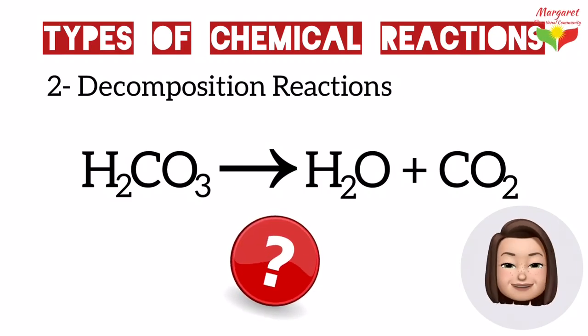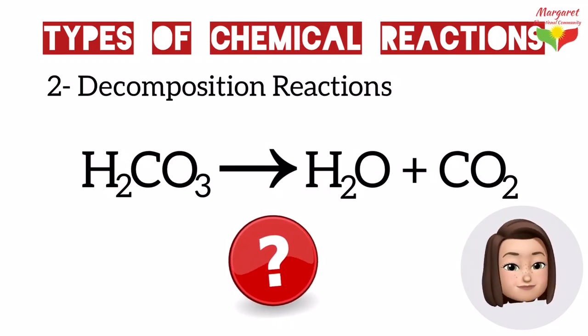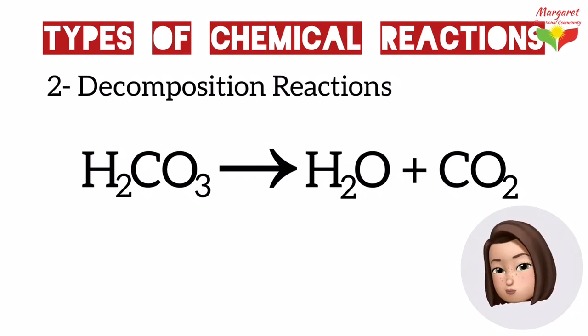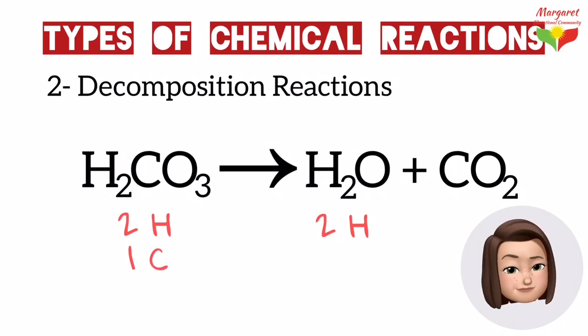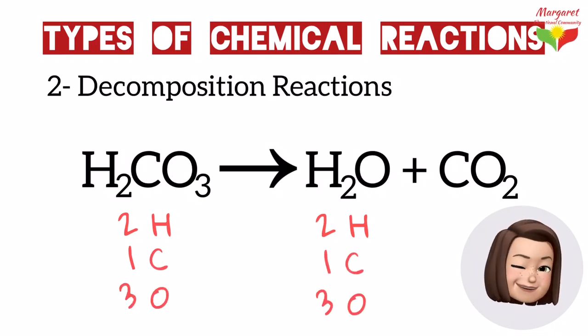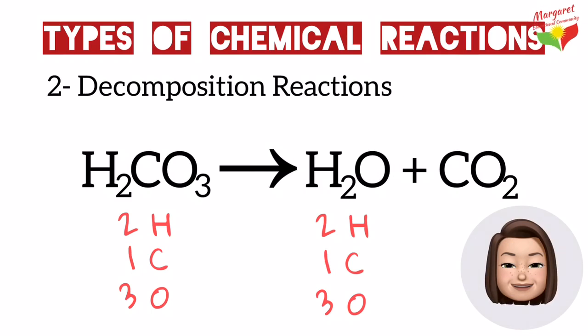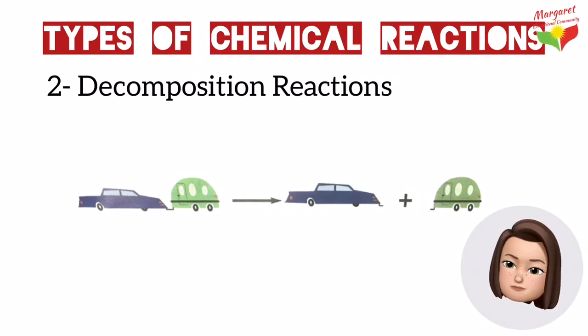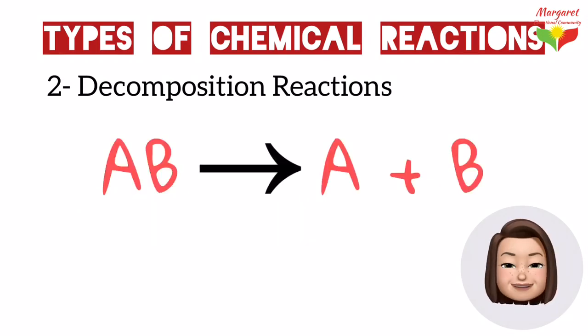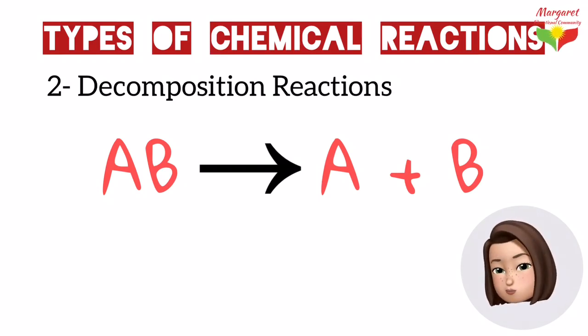Could you tell if the equation is balanced or not? The answer is yes, the equation is balanced. We have 2 hydrogen here and 2 hydrogen here, 1 carbon and 1 carbon, 3 oxygen and 3 oxygen. It is modeled in this way: the separation of a trailer from the towing vehicle is a model for decomposition reactions. As for the labeling, it will be AB forming A plus B. That means it breaks down.